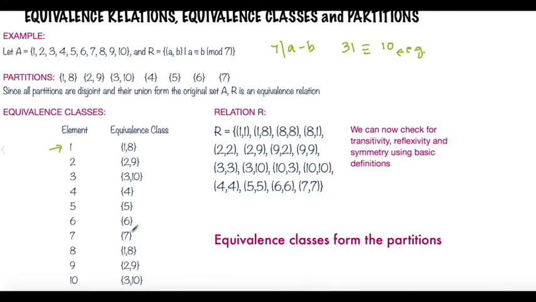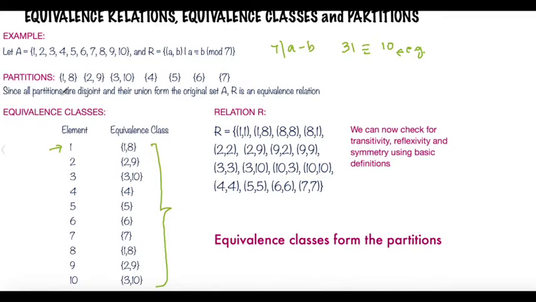Similarly, 5 is alone, 6 alone, 7 is alone. Then 8 is again paired with 1, 9 is again paired with 2, and 10 is again paired with 3. Now you can appreciate that all these sets are either identical or disjoint. So this is enough proof for us that this relation is actually an equivalence relation.